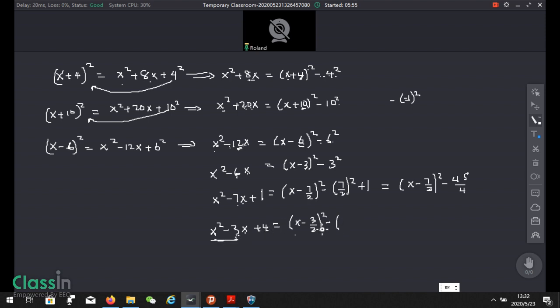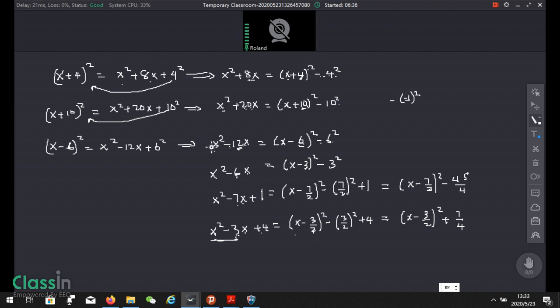So minus, this is negative 3 over 2, so negative 3 over 2 squared. Of course, there is plus 4. And this is the same as x minus 3 over 2 all squared, we have negative 3 over 2 all squared plus 4. Negative 3 over 2 all squared is actually 9 over 4. So we got negative 9 over 4 plus 4, and that will be, I think, about 7 over 4. Yeah, so this is the method of completing squares.